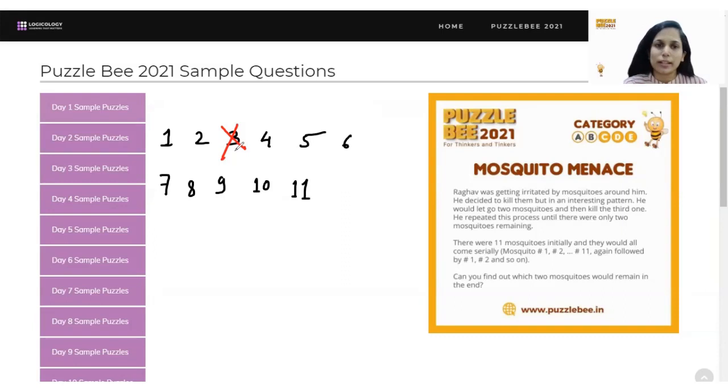Then again mosquito number 4 comes. Raghav is okay. Mosquito number 5 comes in. Again Raghav is cool. Mosquito number 6 gets killed. So this process will keep repeating. The interesting pattern here is you let 2 of them go and then you kill the third one. So what would happen after 6? Again 7 and 8 are let go of, and then 9 is killed. Then 10 and 11 are safe.